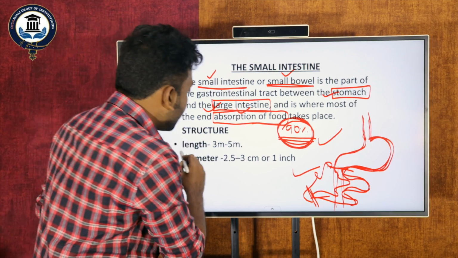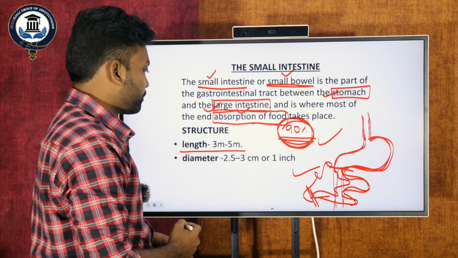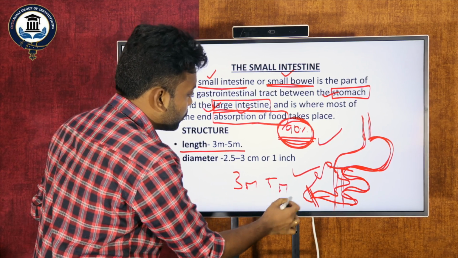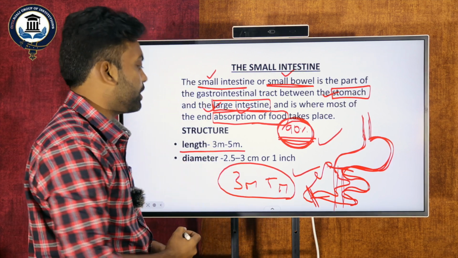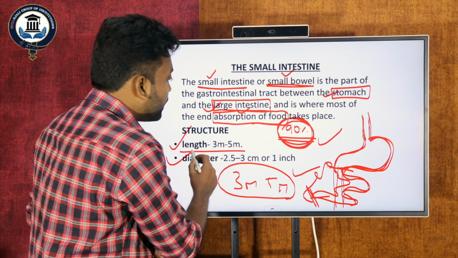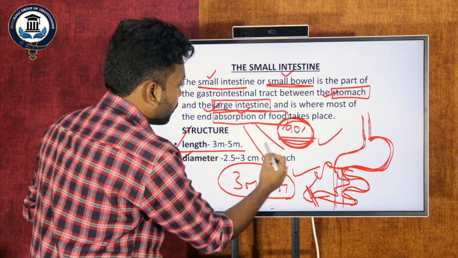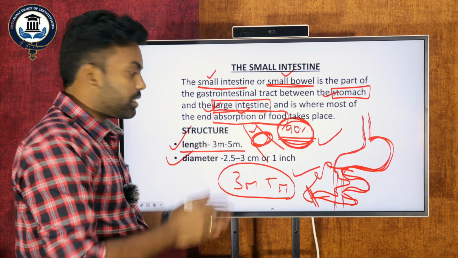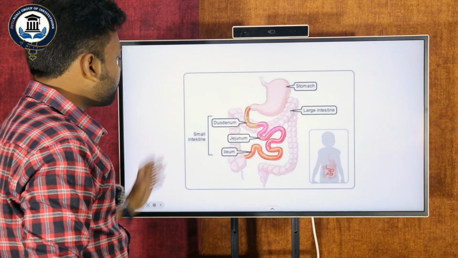Let us see the length of the small intestine. The length will be 3 meters to 5 meters. This is one of the competitive bits you can see here. So the length is 3 meters to 5 meters, and the diameter of the small intestine will be 1 inch. So this is about the structure of the small intestine.